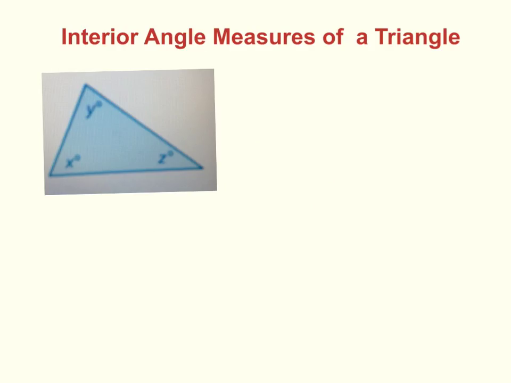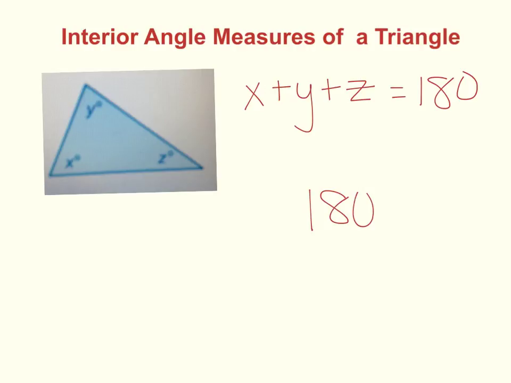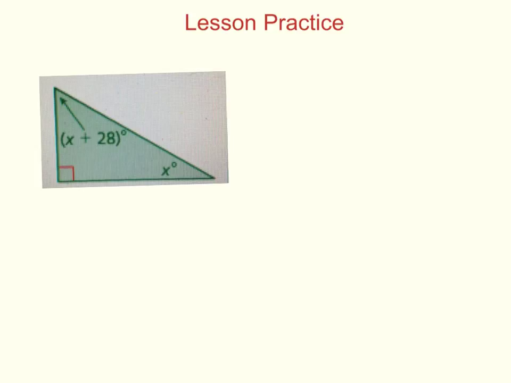So now that we know about interior angles, we can start talking about interior angle measures of a triangle. So we know that in a triangle we have three angles. We have angle X, Y, and Z. If we take angle X, add it with angle Y, then add in angle Z, we're going to get a sum of 180. So we can say the sum of the interior angle measures of a triangle is 180 degrees.